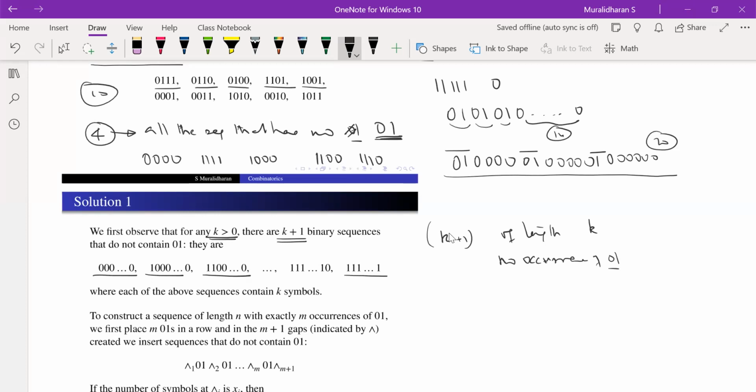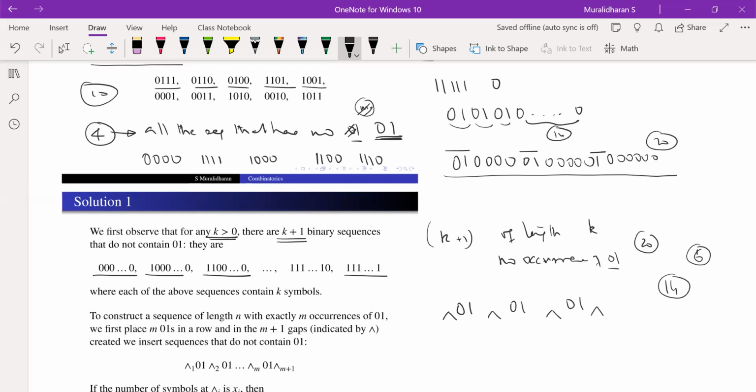I want exactly m occurrences. Let us say I want 3 occurrences. So I will put 0, 1 here, 0, 1 here, and 0, 1 here. In total, I want length 20. Correct? The length has to be 20. So I have already accounted for 6 of them, so I have to add 14 more symbols. Where can I add the 14 symbols? I could add here, or here, or here, or here.